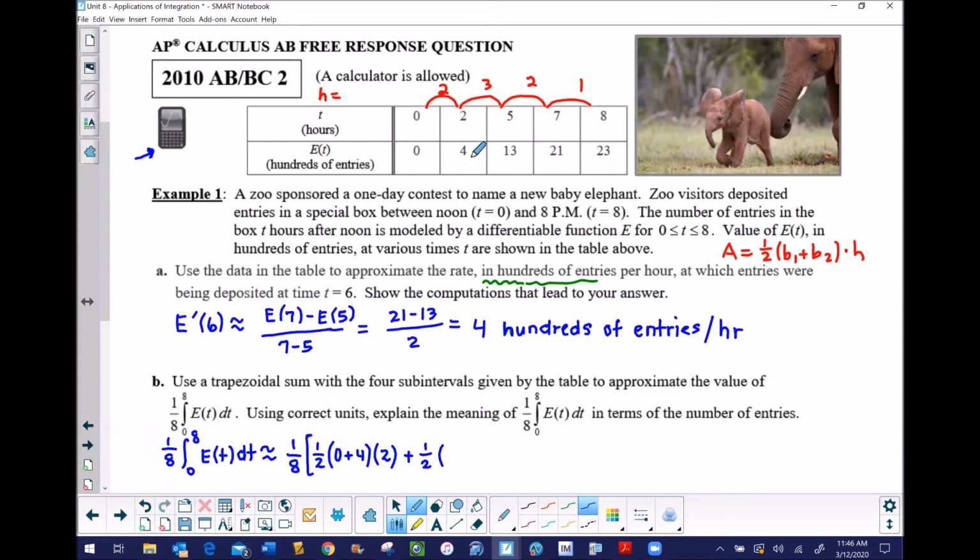Now, for trapezoid number 2, we have to use the 4 and the 13. Notice how the 4 gets used twice. He's the base of 2 different trapezoids, one to his left, one to his right. And then his height would be 3. And then we just keep doing that for the next trapezoid. Height of 2, and then the final trapezoid. Bases are 21 and 23, and a height of 1.